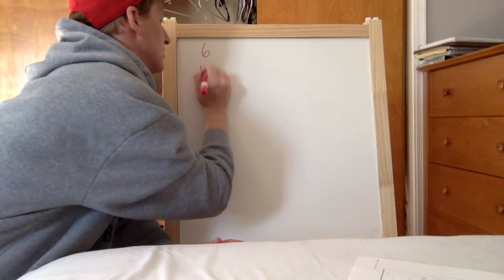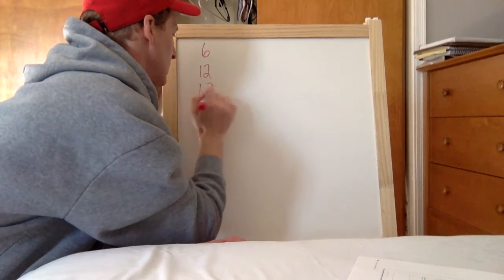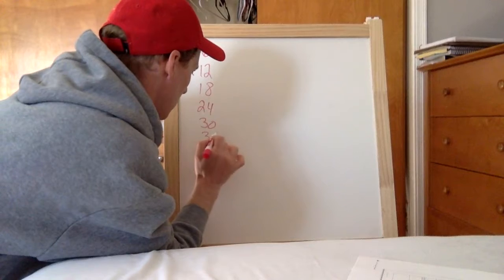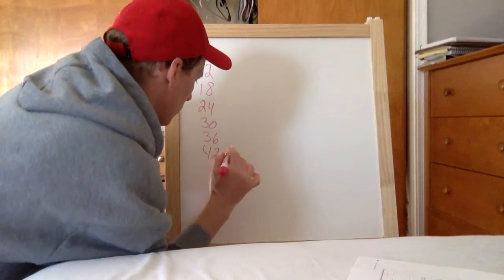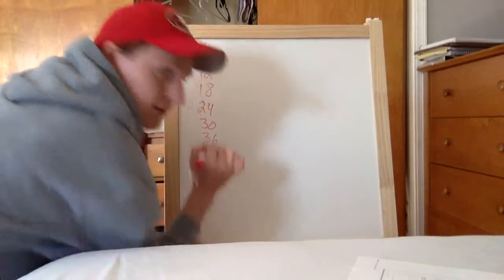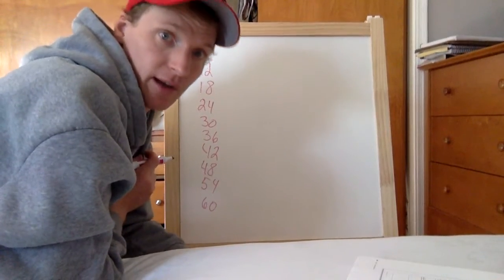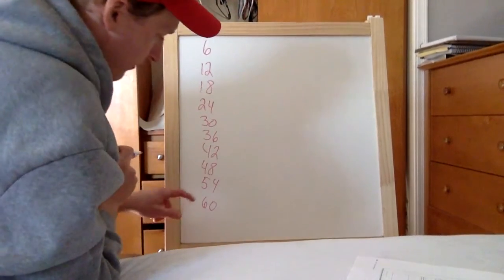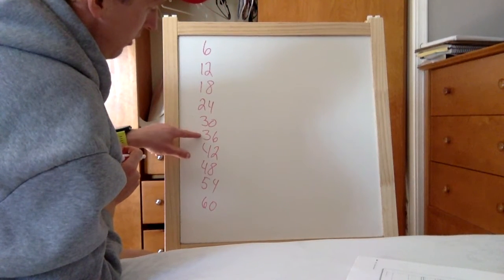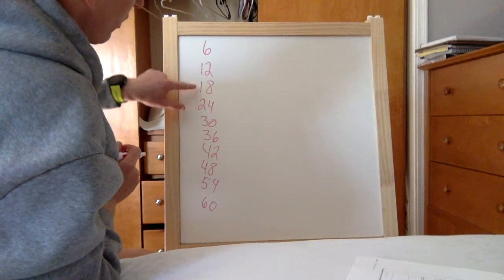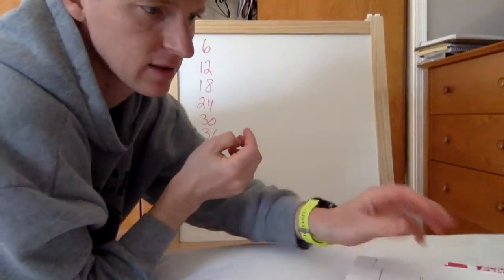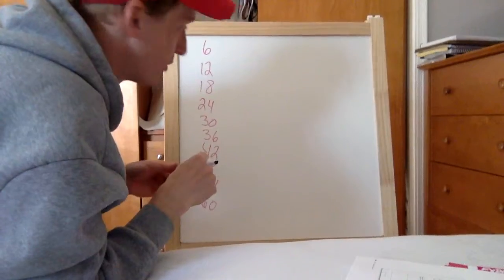6, 12, 18, 24, 30, 36, 42, 48, 54, and 60. Okay, I'll see if I can count better today than yesterday. Backwards, 60, 54, 48, 42, 36, 30, 24, 18, 12, and 6. Okay, that's our 6s. Now, let's do our 7s.